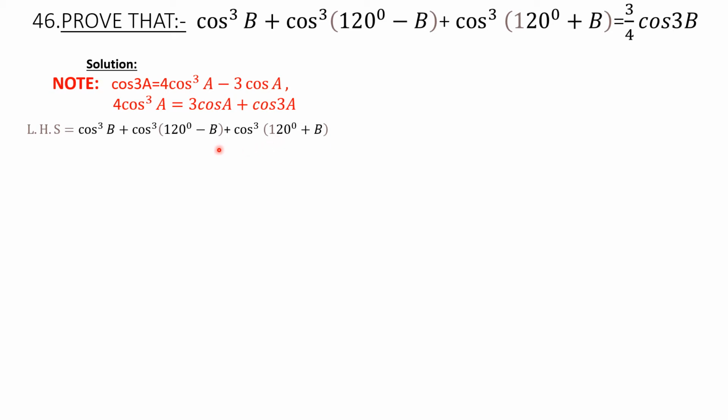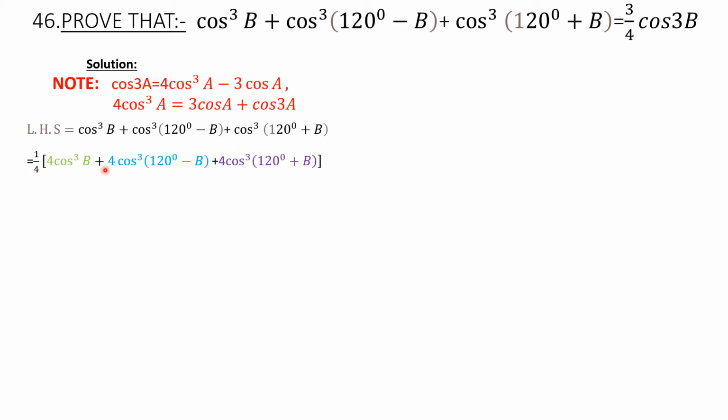Now what we will do is, had there been 4 in front of cos cube b, we could have applied this formula. So we'll multiply this with 4, here also with 4, here also with 4. On multiplying all these three terms by 4, we will get 4 cos cube b plus 4 cos cube 120 degree minus b plus 4 cos cube 120 degree plus b. Am I clear? And since we have multiplied by 4, we should balance by dividing by 4. Is this clear?